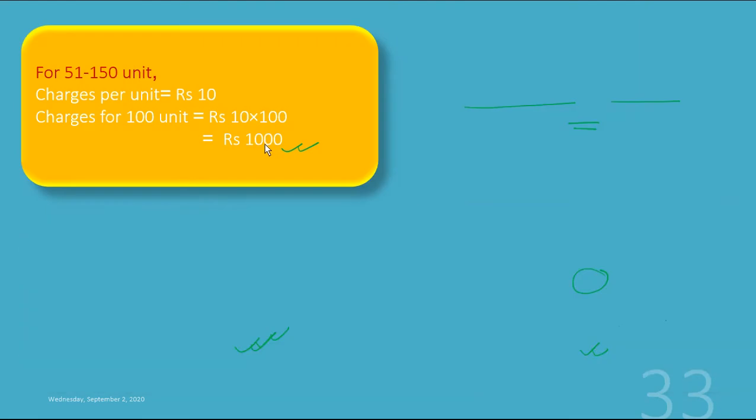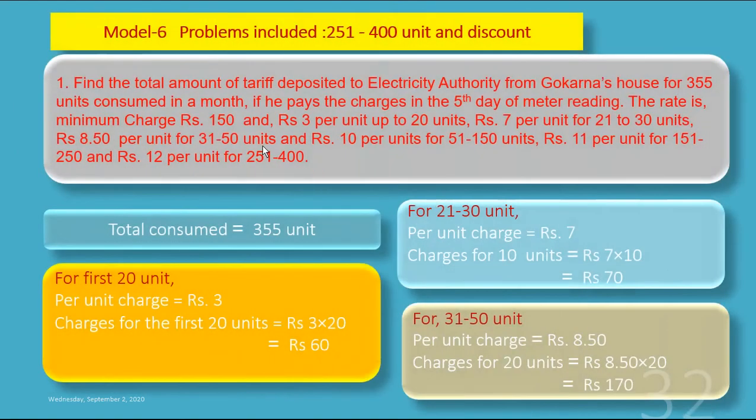Firstly, dear students, total consumption is 355. For the first 20 units, 60. I think it is clear. And for the next 10 units, according to the rate, 7 into 10 is 70. And again for 31 to 50 units, that is 20 units here, 20 times 8.50 is 170 rupees. It is repetition.